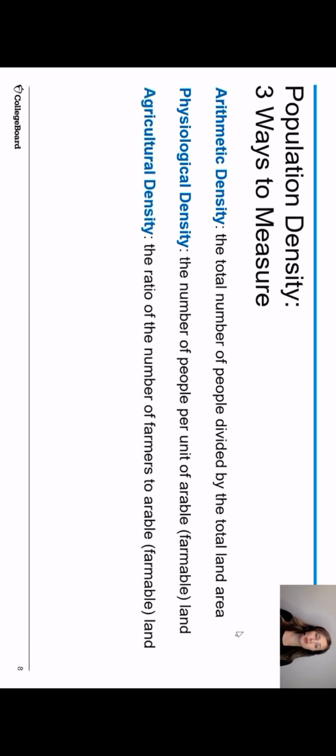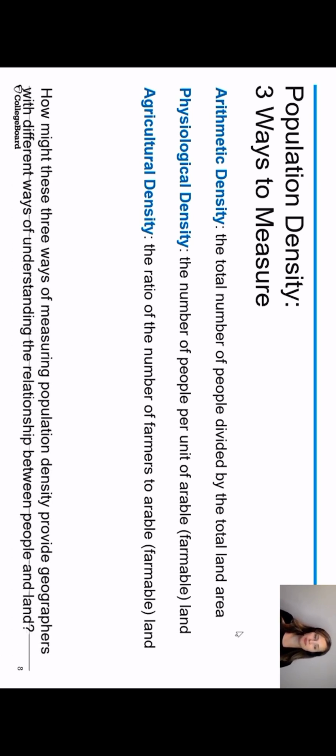A third way to measure would be agricultural density. This is where a geographer would look at the ratio of the number of farmers to arable or farmable land. So do you have lots and lots of farmers trying to farm a very small amount of farmable land? Or do you have an abundance of farmable land and very few people being farmers in your society? How the people use the land, the farmable land, is also an interesting way for geographers to get a more clear picture about how humans are impacting their environment.